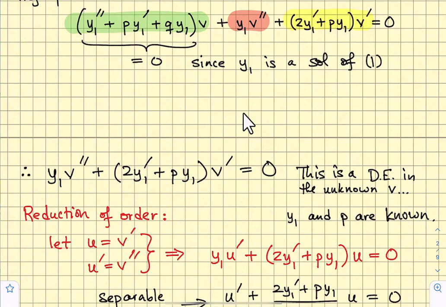We'll let u be v prime. If u is v prime, then u prime is v double prime. And now if we just substitute here, everywhere we see a v prime, we'll put a u. Everywhere we see a v double prime, we'll put a u prime.